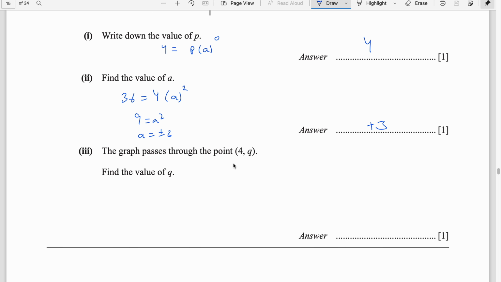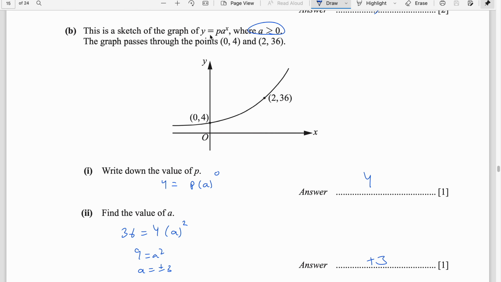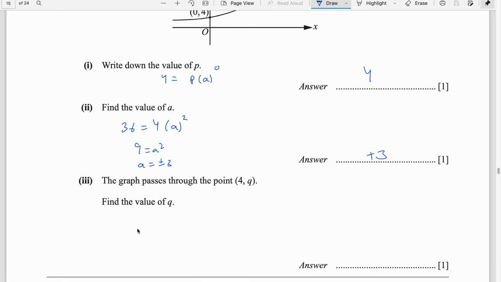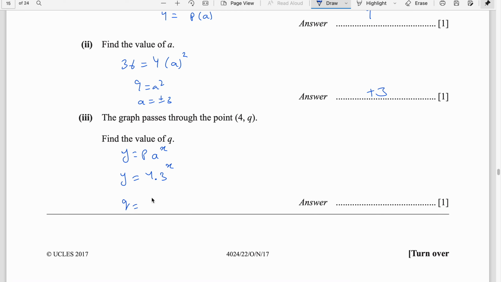The graph passes through the point 4 comma q. Find the value of q. The equation was y equals p a raised to power x. P is 4, a is 3. So 4 times 3 power x. X is 4, y is q. 4 into 3 raised to power 4. Use your calculator and you get 324.